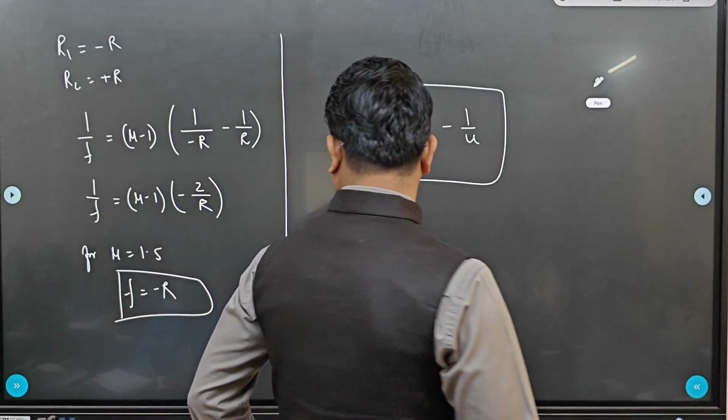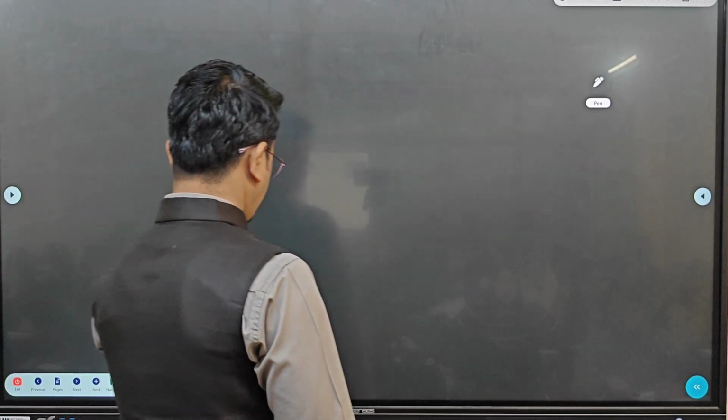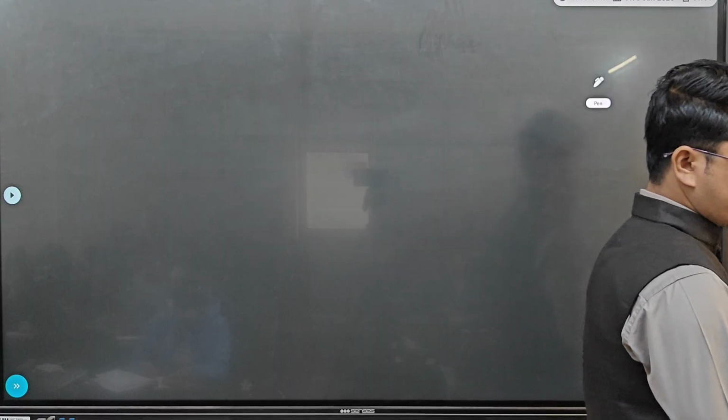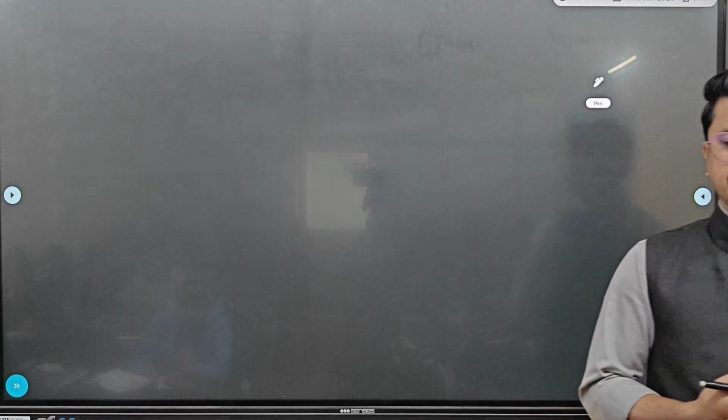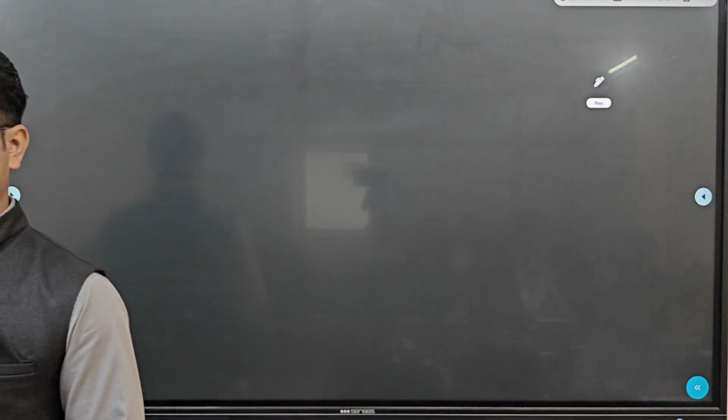Magnification. Just write, it is the ratio of size of image to the size of object. Got it? In simple terms. Understood or not? Only you need to understand the concept. At the end of the day, how many questions you are able to solve, that matters. No one is going to ask you what is the definition of magnification. So in simple terms, it is just the ratio between the size of image and size of object.